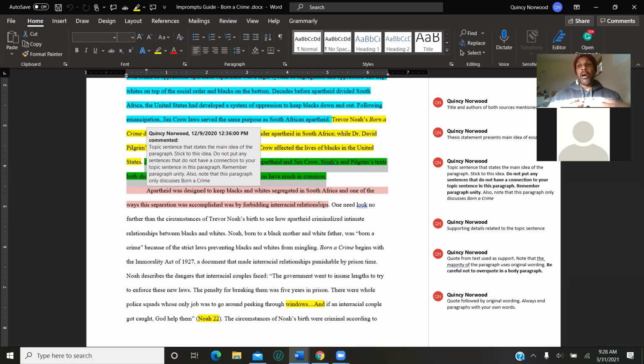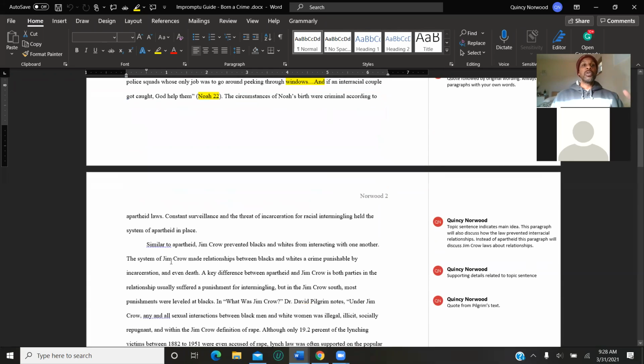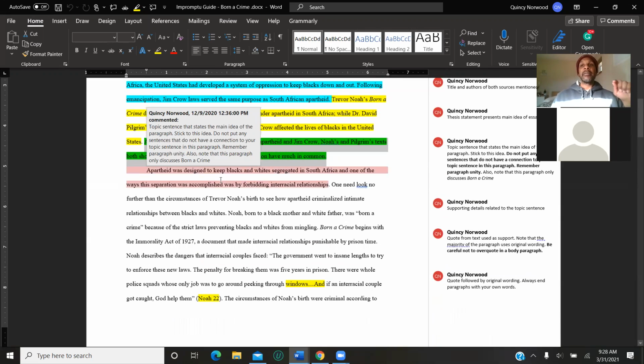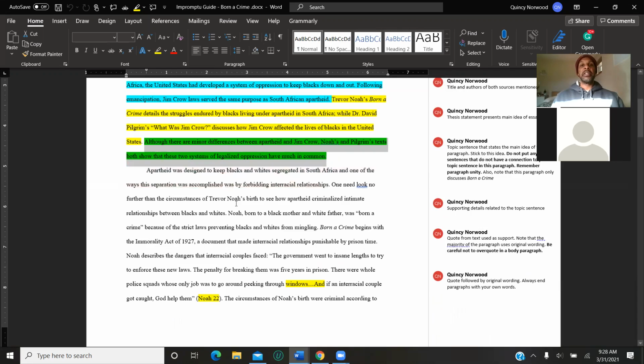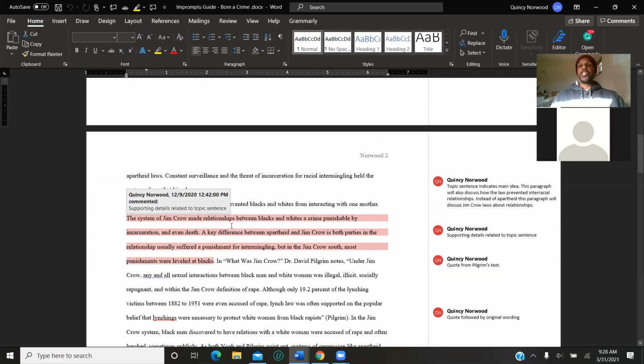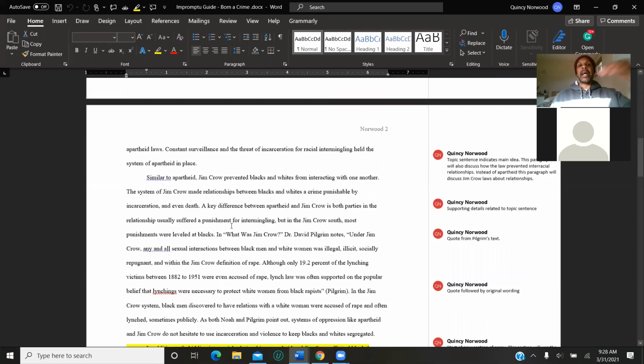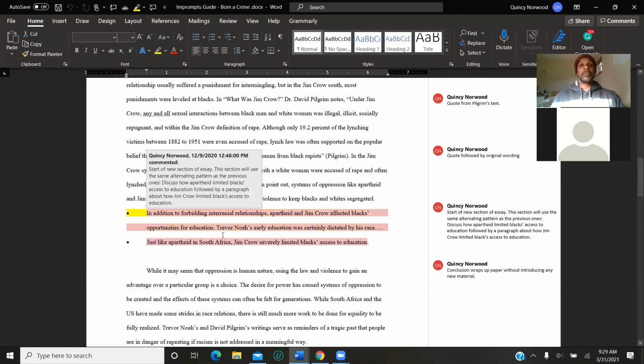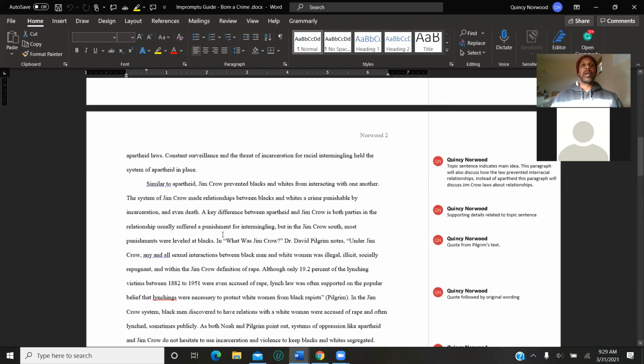Now, if I'm using the alternating method, I'm going to discuss the same thing, how interracial relationships were forbidden in the Jim Crow system, in the very next paragraph. So here, apartheid, interracial relationships forbidden. Next paragraph, Jim Crow, how interracial relationships were forbidden. And then my next body paragraph after this one will be my next point of comparison. You get what I'm saying?